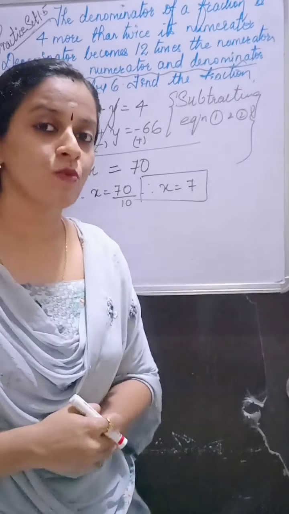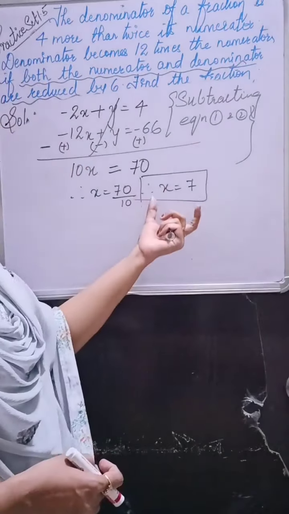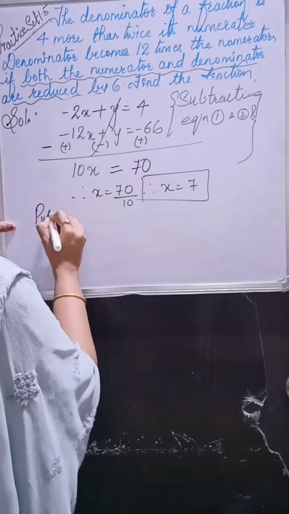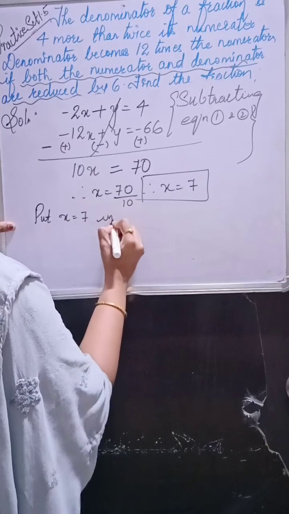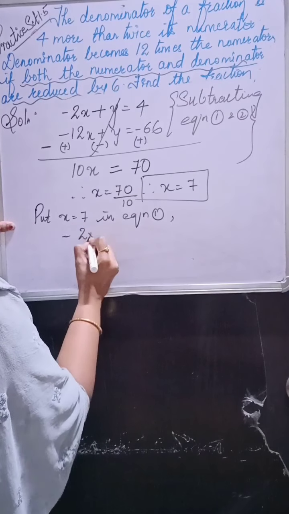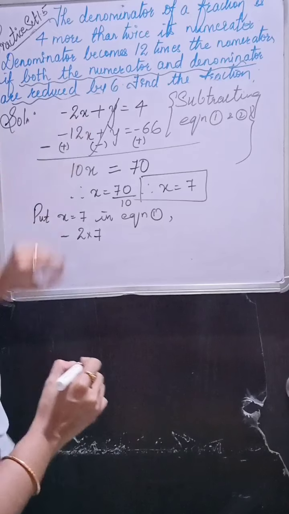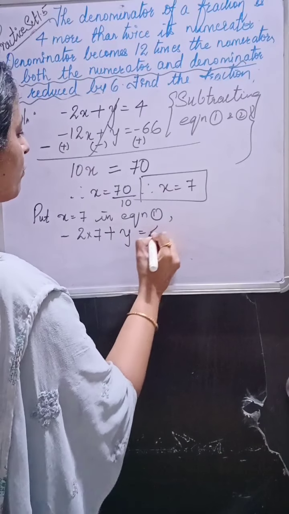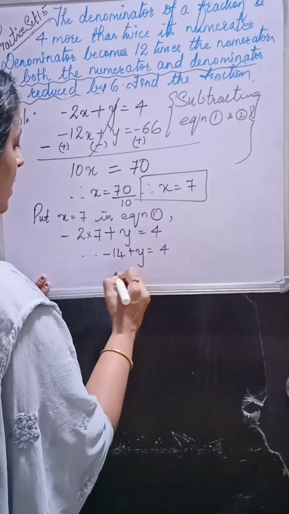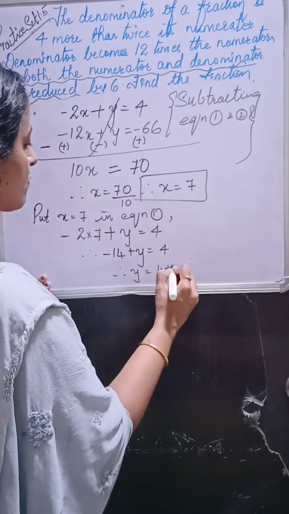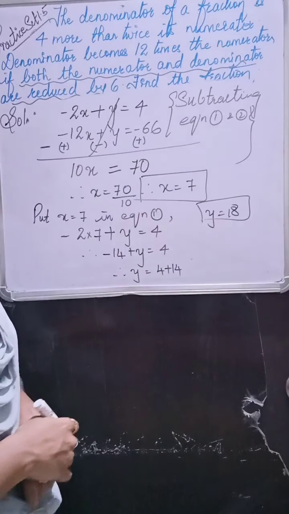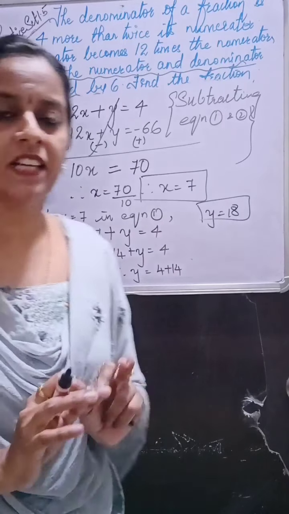What was x? X was the numerator. So put x is equal to 7 in any one equation. I'll put it in equation number 1. Put x is equal to 7 in equation 1. We get minus 2 into 7 plus y equal to 4. So therefore minus 14 plus y is equal to 4. Y is equal to 4 plus 14. Y is equal to 18. We got correct all the calculation? Yes. Y is equal to 18.